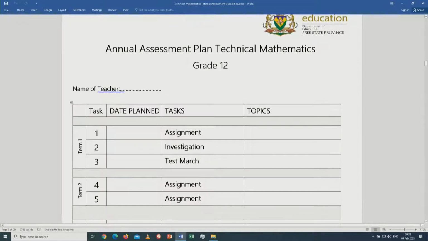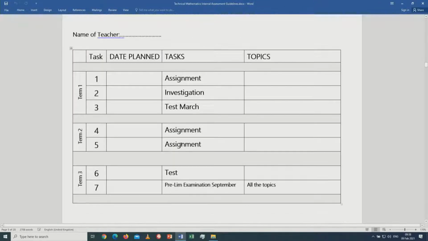Now, annual assessment plan, technical mathematics, grade 12. I think we spoke about the tasks to be done. So you see it says assignment, investigation, and a test. Test 1, task 2, task 3. So you need to indicate the date planned for this assignment, the date planned for investigation, the date planned for test. You don't just wake up tomorrow morning and decide that I'm going to assess on assignment factorization. It must be planned.